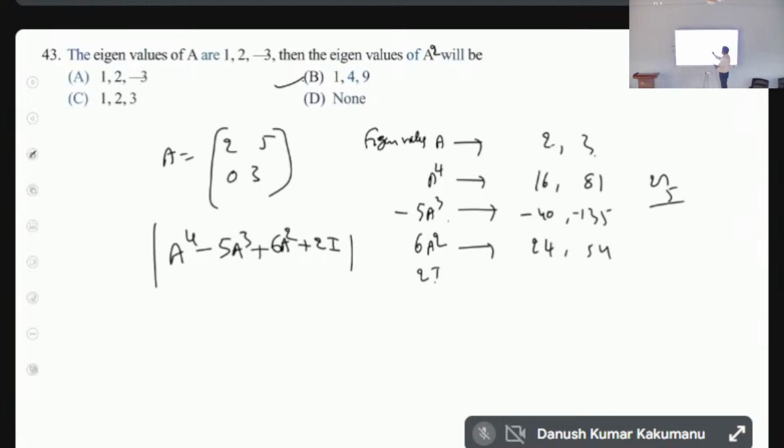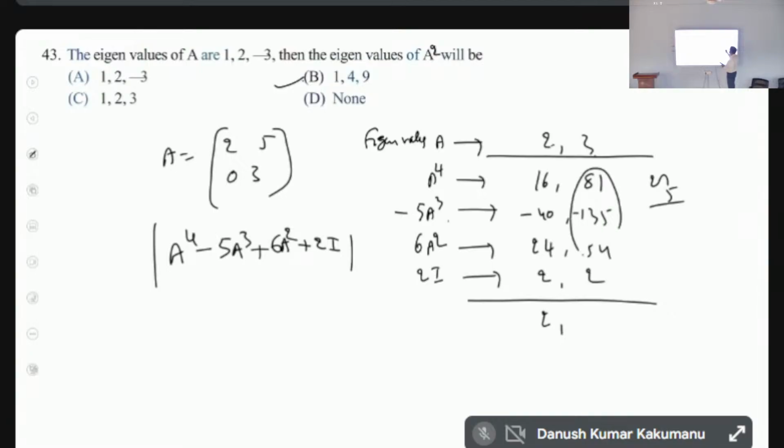What are the 2I eigenvalues? 2 and 2. Then all eigenvalues are what here? 16 minus 40 plus 24 plus 2 is 2. Then 81 minus 135 plus 54 plus 2 is 2. What are the overall eigenvalues we got? 2 comma 2.